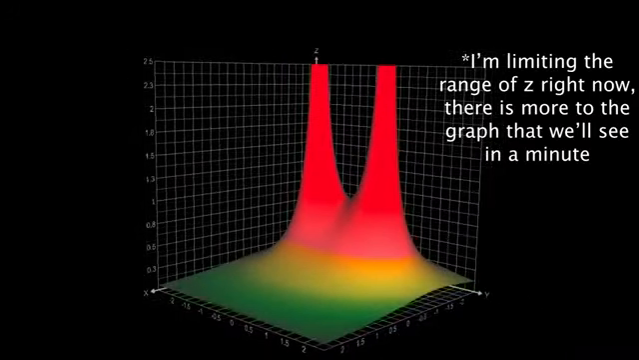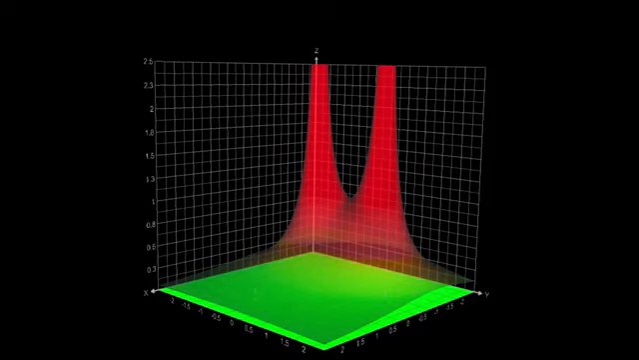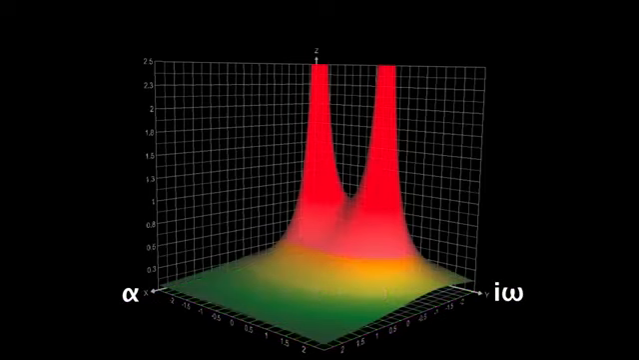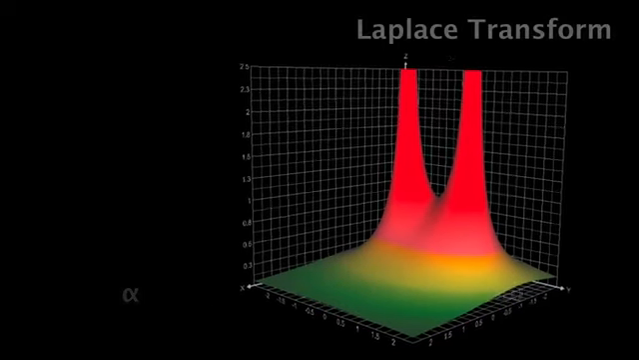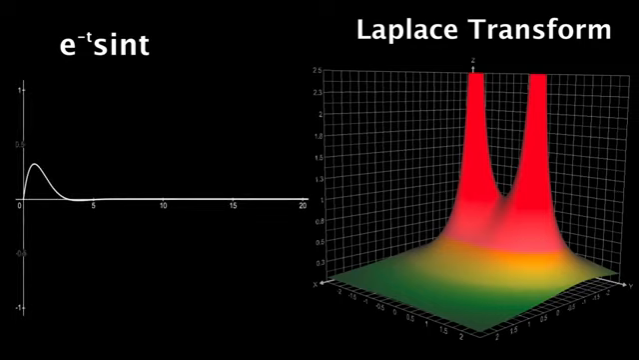This plane here shown in green, which I'll fade the plot a little so you can see, is all the inputs S. X represents alpha, and Y is really i omega. The 3D plot itself is the magnitude of the complex outputs. This is the Laplace transform of the original function e to the minus t sine of t. The thing is, this doesn't tell us much just by looking at it.